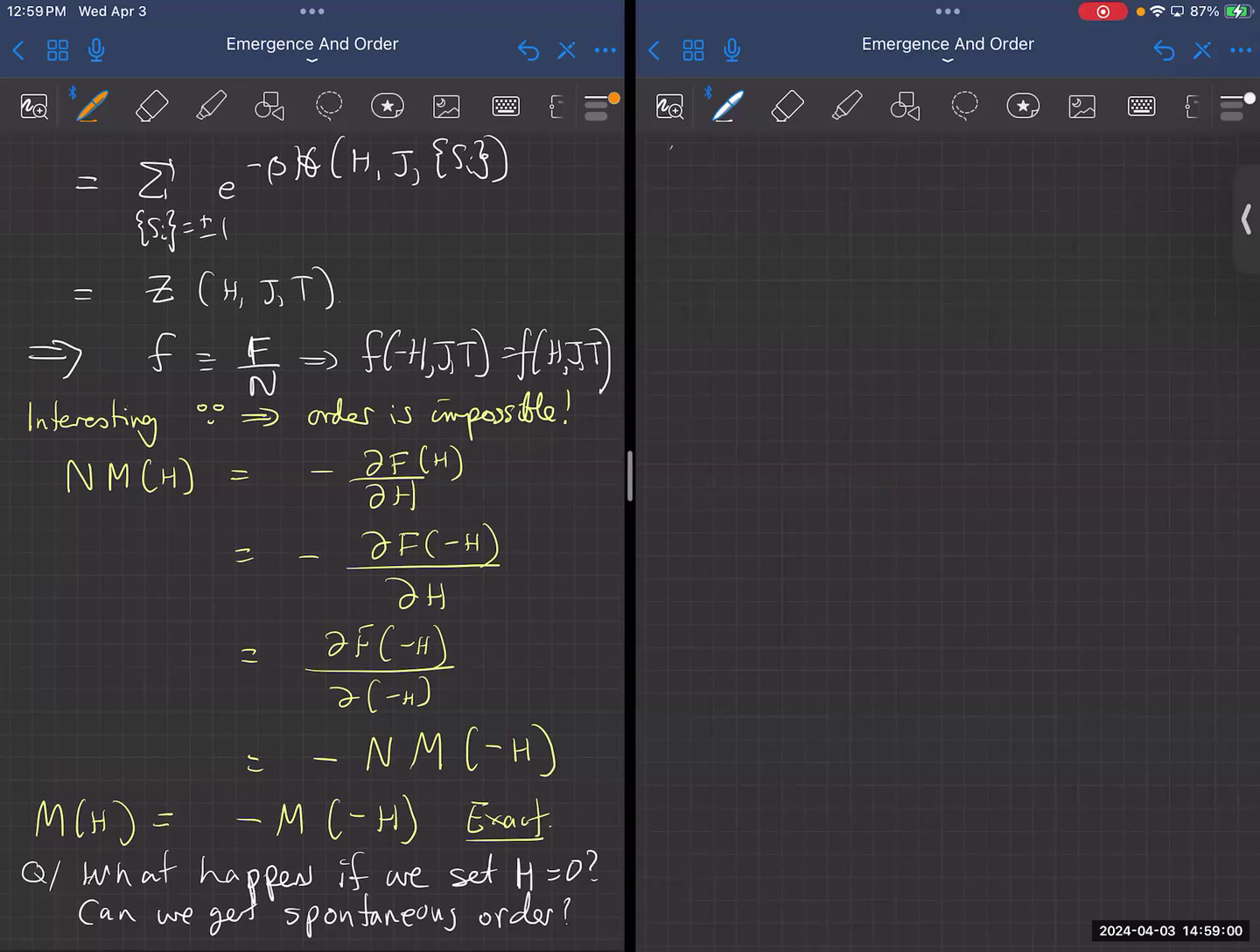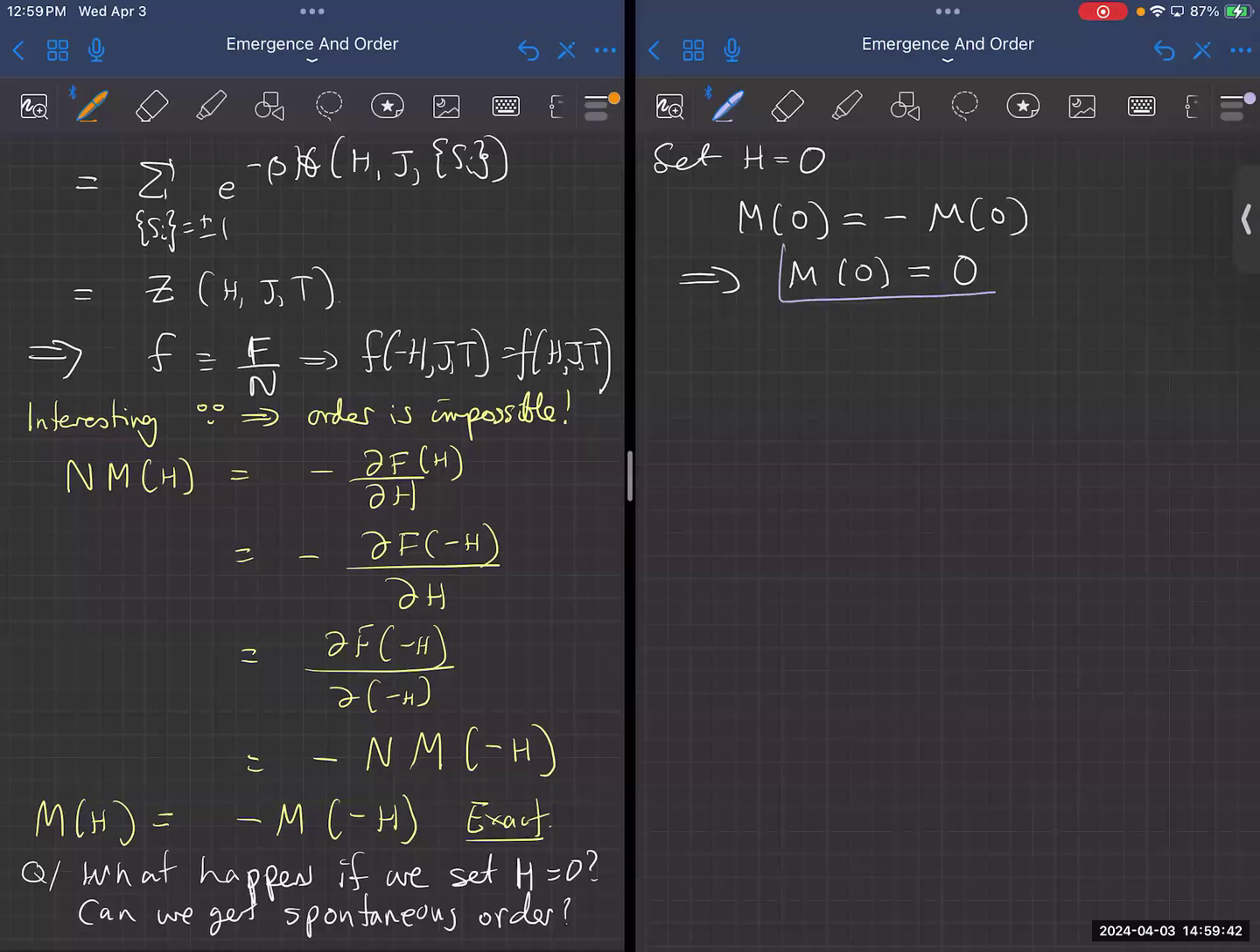So we set h equal to 0. We set h equal to 0 because, of course, if I apply a magnetic field to a magnet, the spins are going to be oriented with the magnetic field. So there's nothing special about that. That happens in a non-interacting system. Here we've got an interacting system, and we are looking to see if it can spontaneously order. And if we set h equals 0, then what we've got before says that m of 0 is minus m of 0. And so that means that the magnetization in zero field has to be identically 0. So spontaneous order does not exist, and we can all go home.